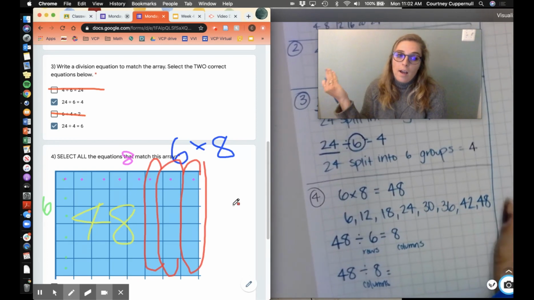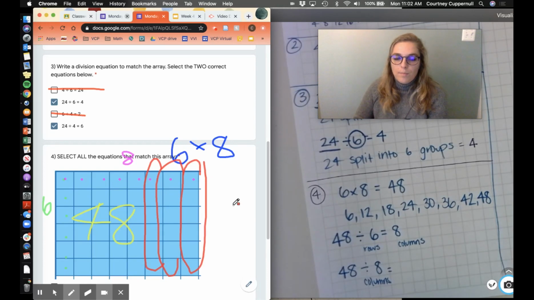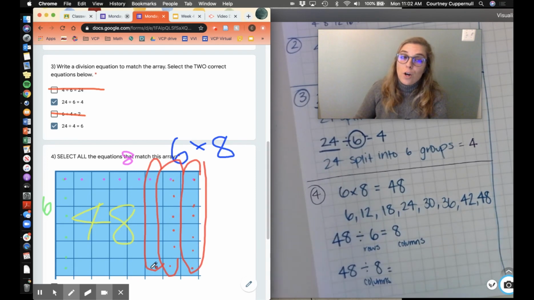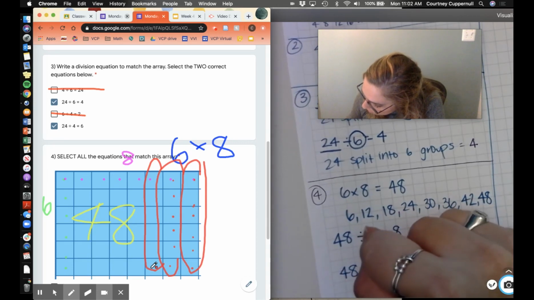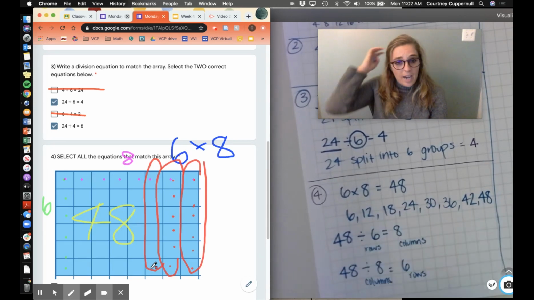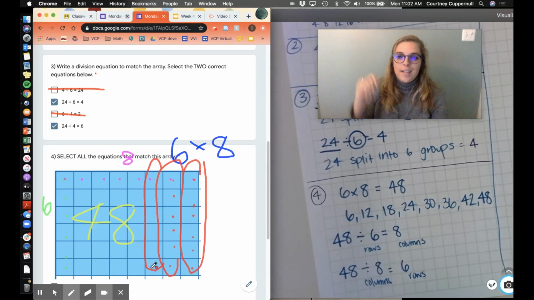Equals, and then how many are in each column? If you're thinking, Miss Cupp, it's the number of rows there are, you're absolutely right. Yeah, it's 6. 1, 2, 3, 4, 5, 6. There's always going to be 6 in each column because there are 6 rows in our array. Equals 6, so the number in our rows. I know that these are the 3 equations that definitely match this array.